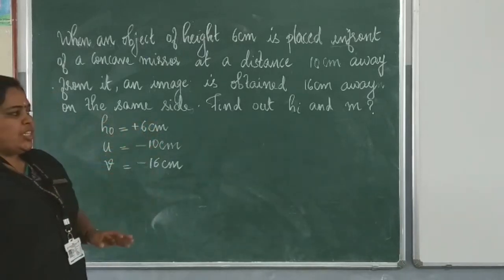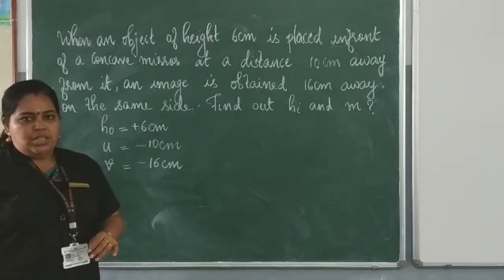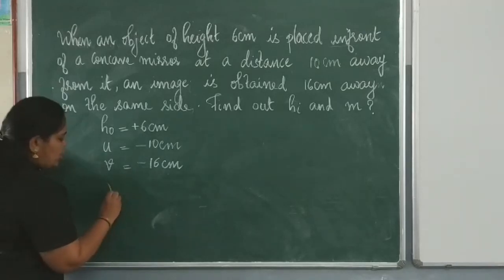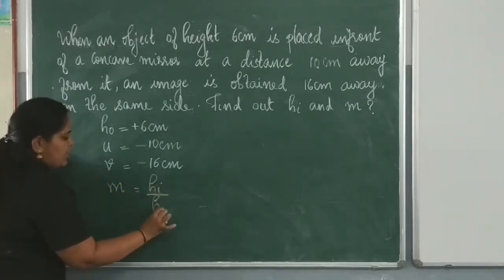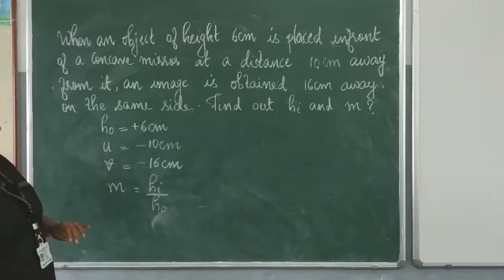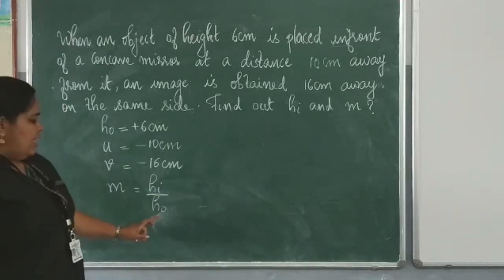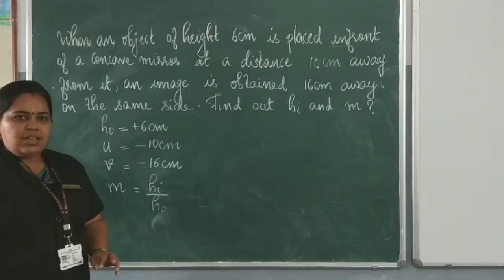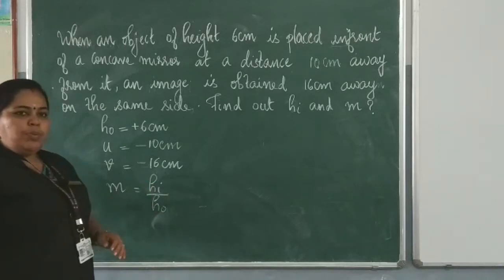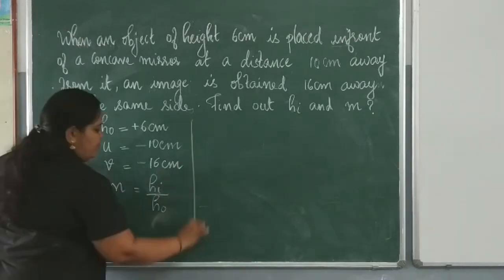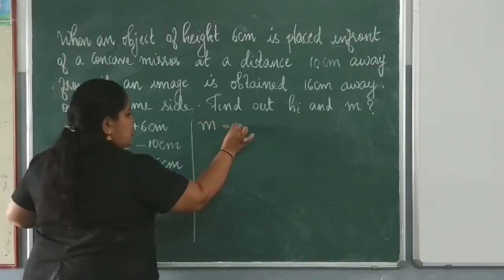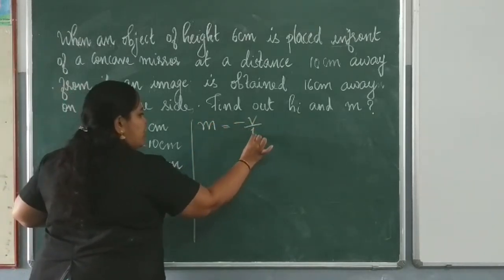Find out h_i and magnification. So what is the formula for magnification? M is equal to h_i by h_o. So here h_i is not given, isn't it? So which formula will we be using here for finding out magnification? M is equal to minus v by u.